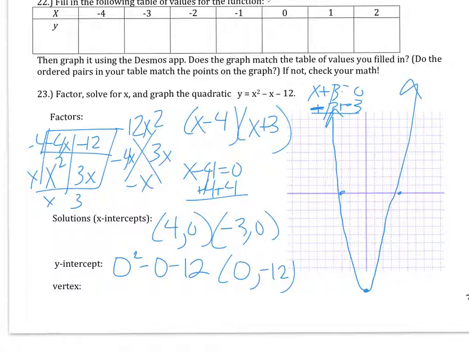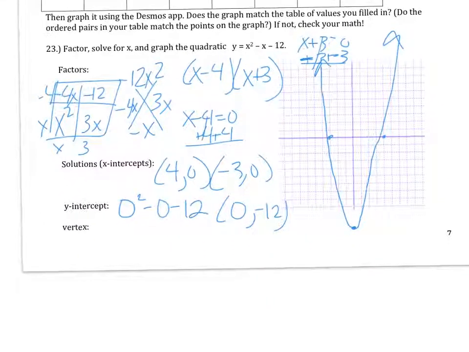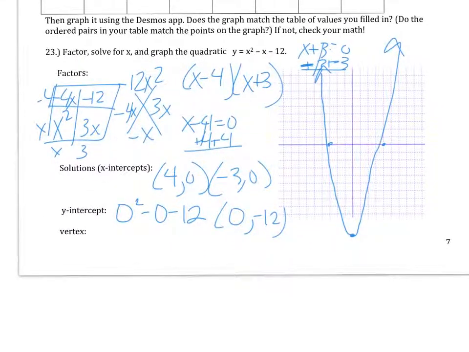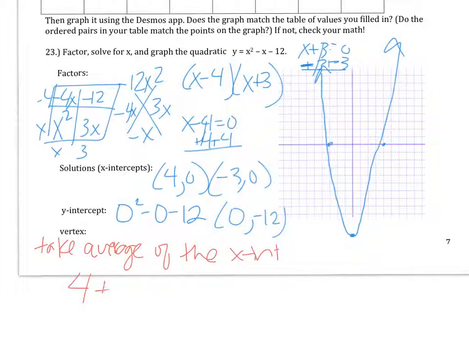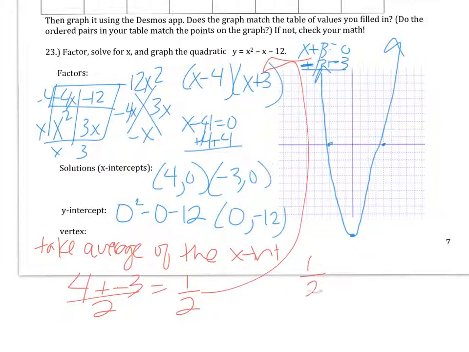Now, the vertex for this one is not as easy to find as some of the others. But what we can do is take the average of the x-intercepts. So we're going to do 4 plus negative 3 and divide it by 2. So that's a half. And then we can plug a half back into the original equation. So we're going to take 1/2 squared minus a half minus 12.